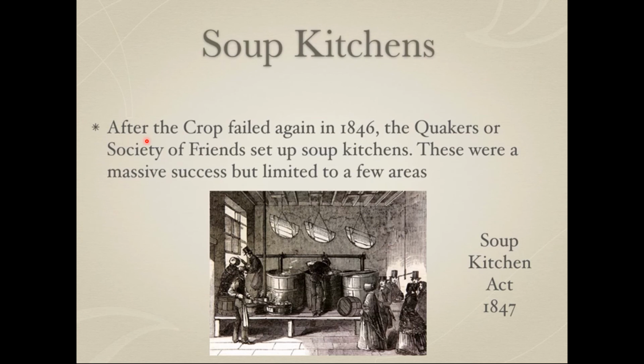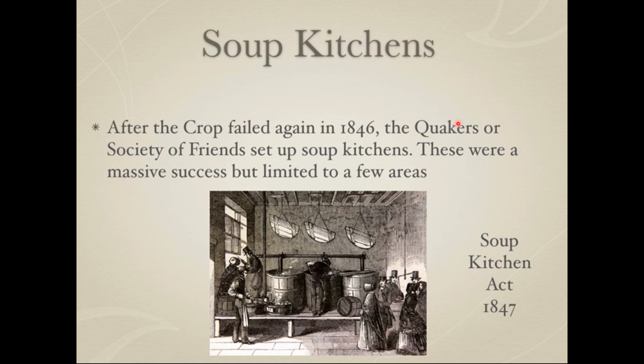Now, after the crops failed again in 1846, the Quakers, or the Society of Friends, set up soup kitchens around Ireland. So this was to try to help the people. Now, this was a charitable thing. It was only a private effort. It wasn't set up by the government. These were a massive success, but limited to only a few areas. Now, this led to the Soup Kitchen Act that was set up by the English government in 1847 to try to feed the population because so many people were dying.